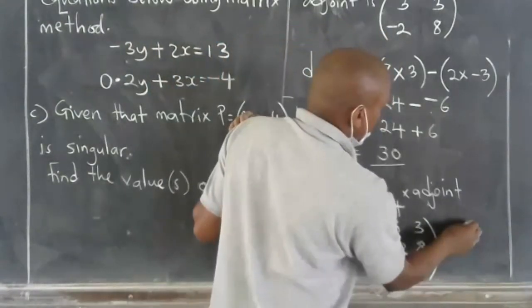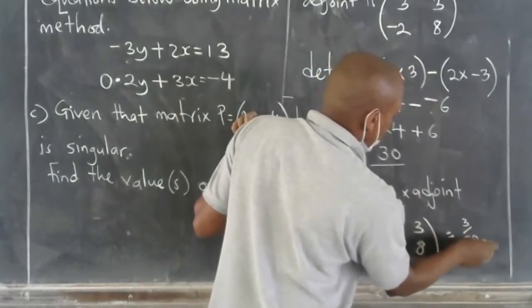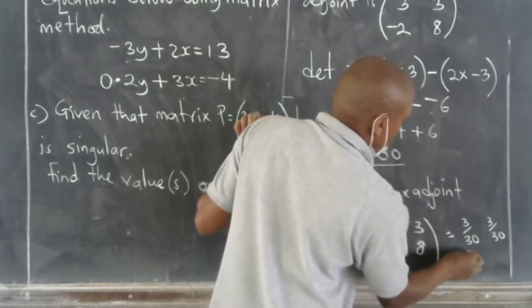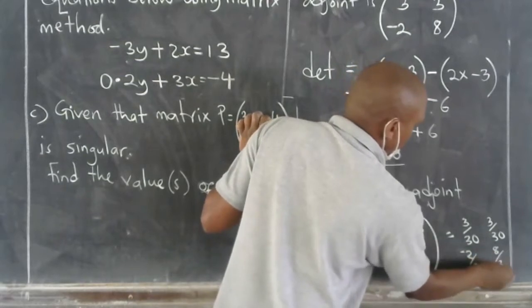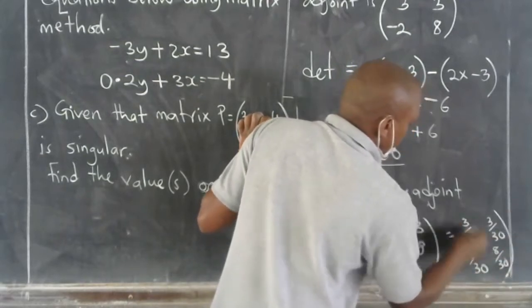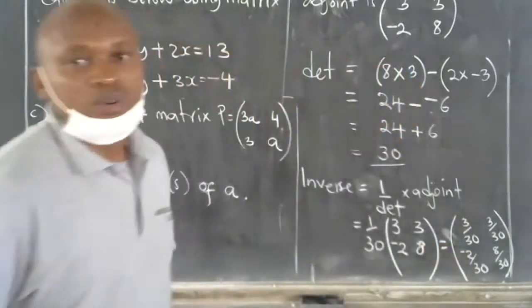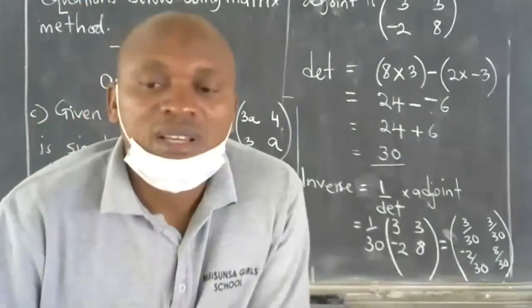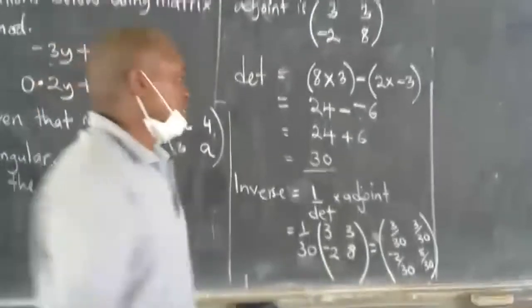this is 3 out of 30, negative 2 out of 30, 8 out of 30. You can simplify it like that. Again, we can further simplify this. If you further simplify this, what do you think we shall get?